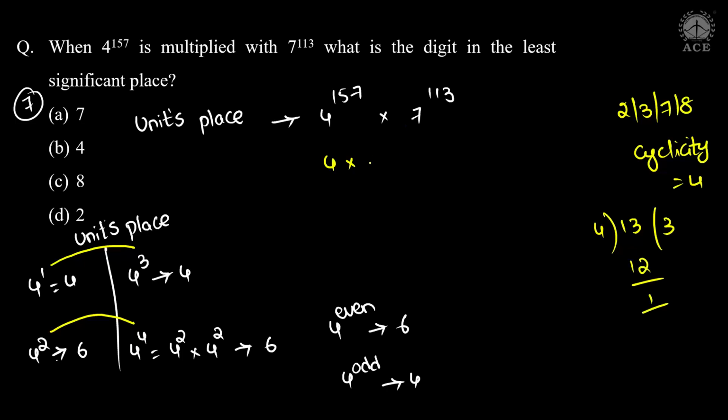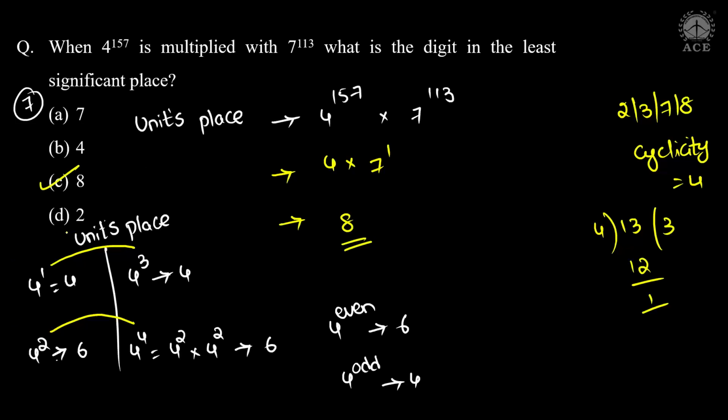One remainder means we should write this as 7 power 1. 4 into 7 power 1, which is 28. Units place is 8, my dear friends. 28, okay, units place is 8. 4 into 7, 28, units place is nothing but 8. Option C, my dear friends.